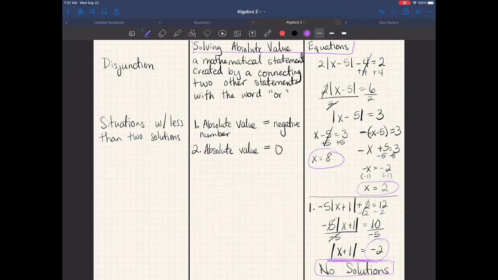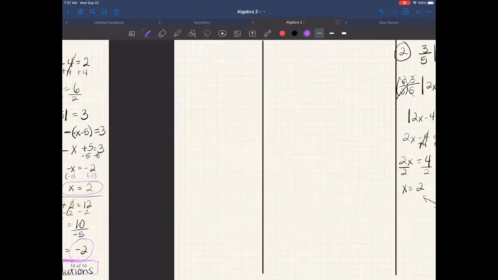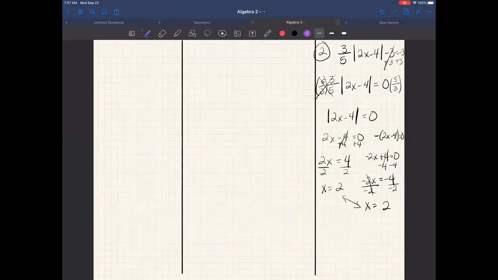No solutions. Okay, and then our last situation, technically we had 2 solutions, but they both equaled the same thing. So it doesn't matter what I write. I can just leave it as x equals 2. Okay. Does that make sense?